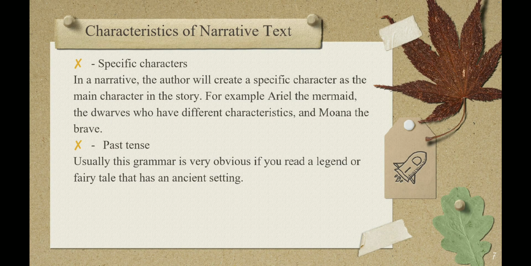Not only the main character, but all the characters in the story will be written clearly, starting from the name, shape, color, and character. For example, Ariel the mermaid, the dwarfs who have different characteristics, and Mona the brave.